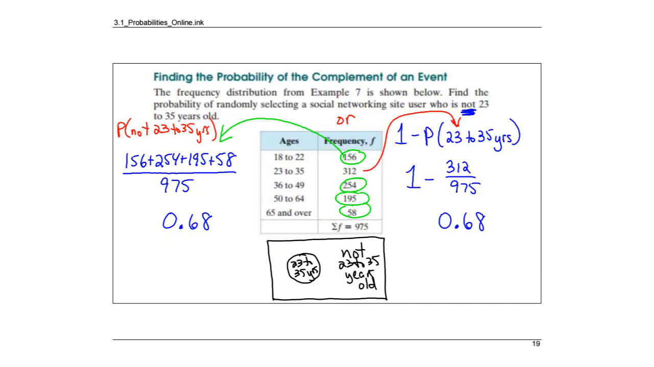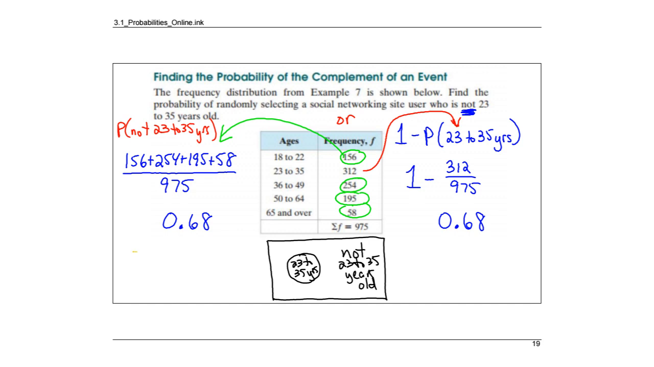Great. So this is an example of where knowing that relationship helps you get through the work a little quicker. This is that same frequency distribution where it has the ages in the first column and the frequency in the second column. And these are people who use social networking sites. And we want to know the probability of randomly selecting a social networking site user who is not 23 to 35. Okay, so you have 2 choices.